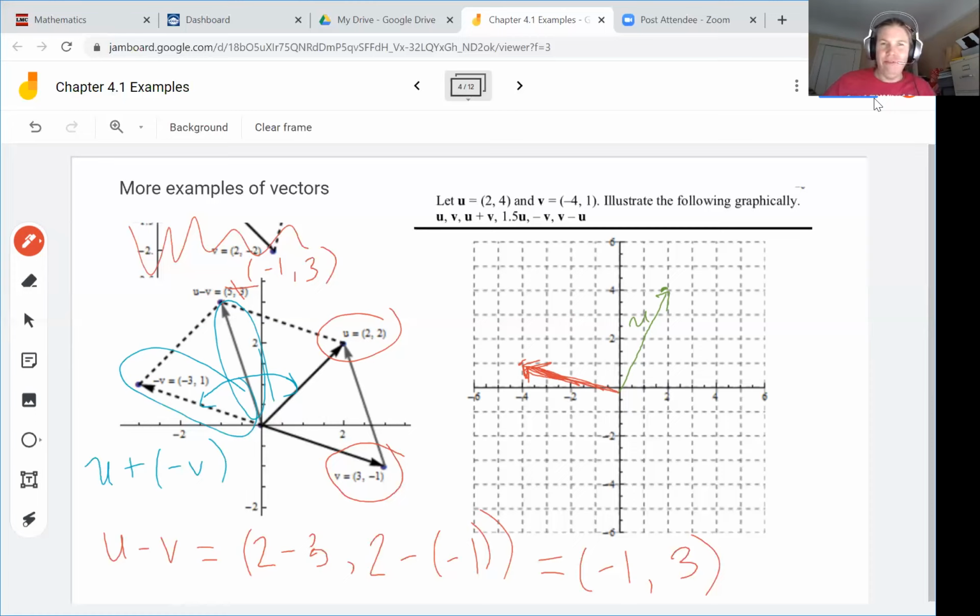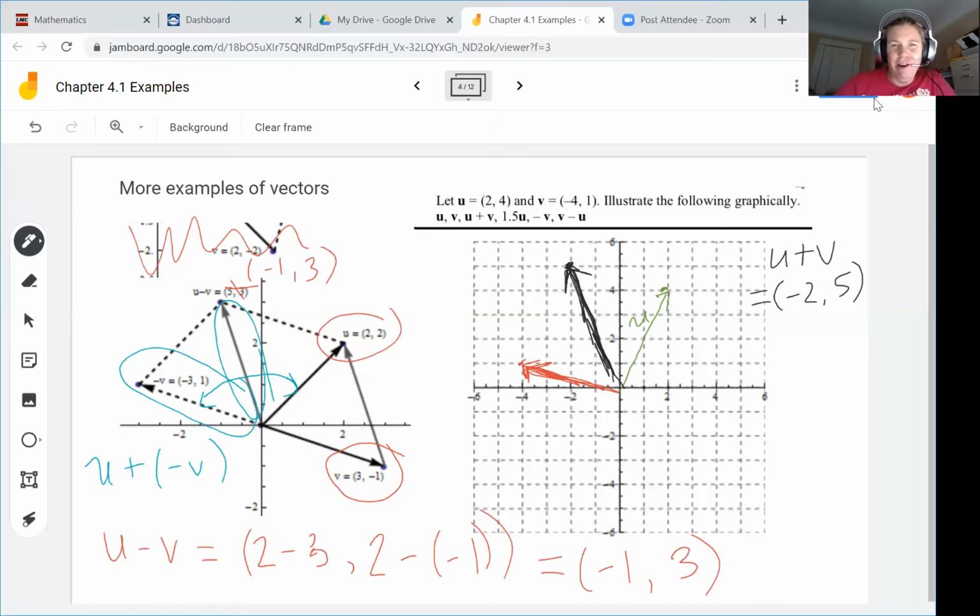And now we want to find u plus v. We'll do that one in black. So u plus v is going to be 2 plus -4, which gives me -2, and 4 plus 1, which gives me 5. So -2, 5 is going to be up here. And I believe this because it looks like it's right in between u and v in the black drawing. Of course, you have to pretend my line is perfectly straight here. Okay, that looks a little bit closer to reality.